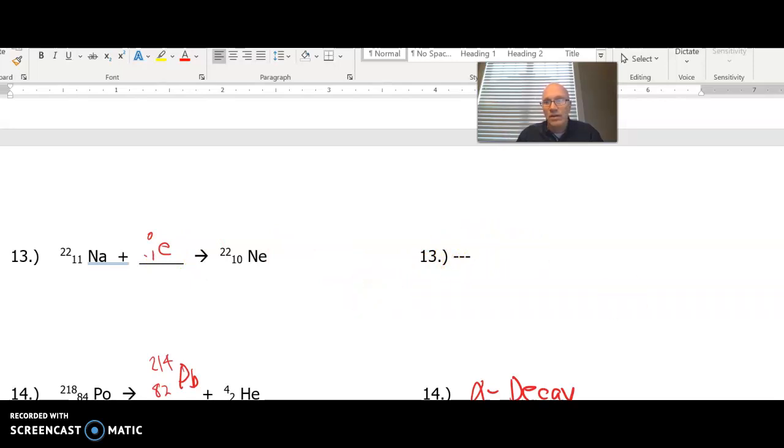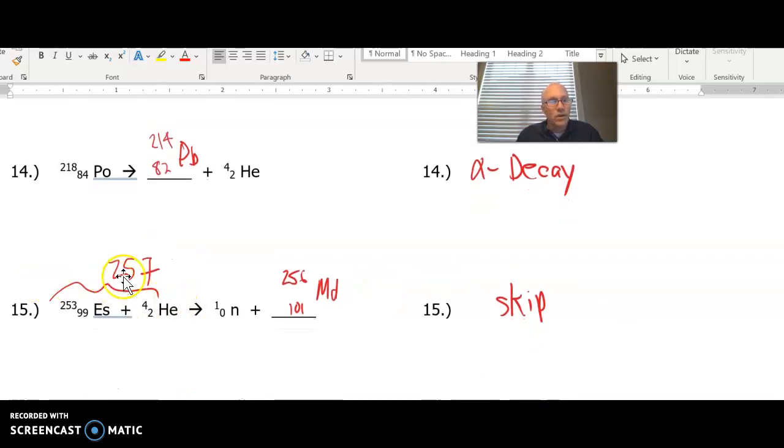This last one right here, we can figure out that the number at the bottom would be 101. The number at the top would be 256, and therefore this doesn't fall under any of those classifications.